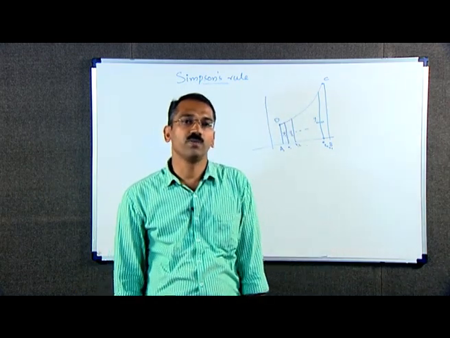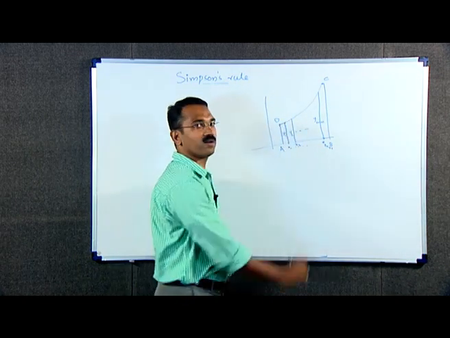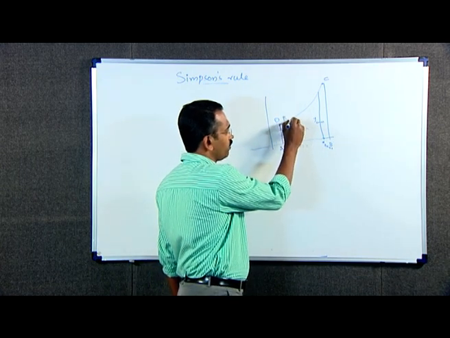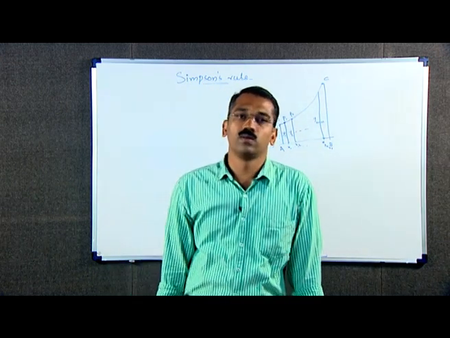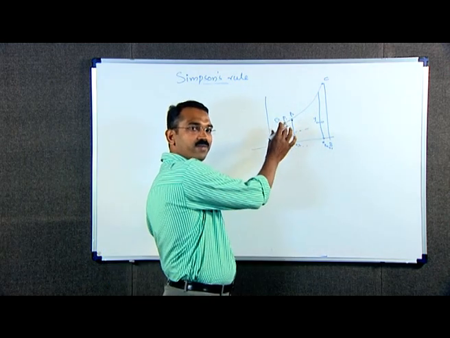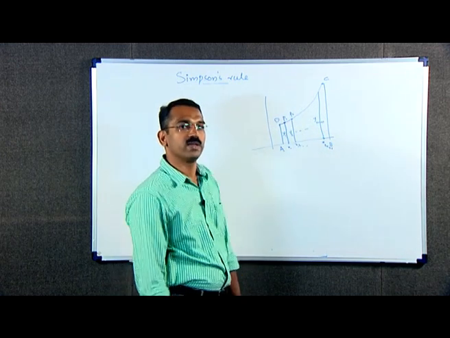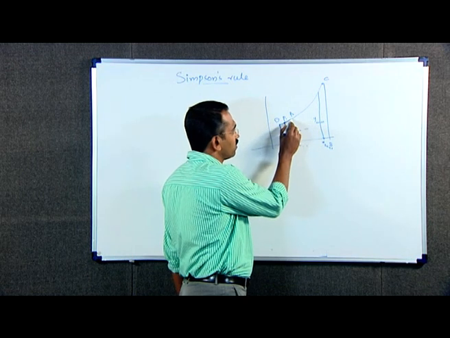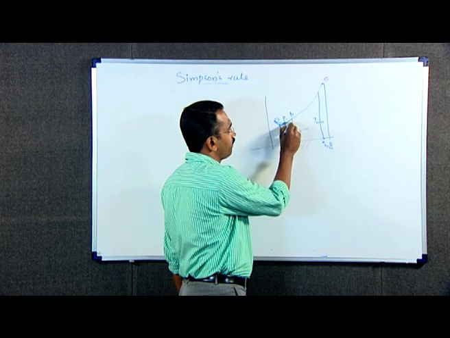Now, the parabola passing through the points D, here we denote P1, here P2. The parabola passing through these 3 points D, P1 and P2 is a close approximation to this curve, like this. This is a parabola.